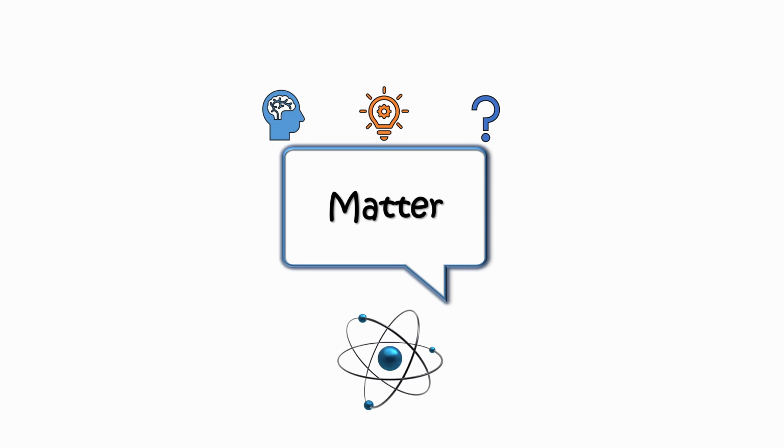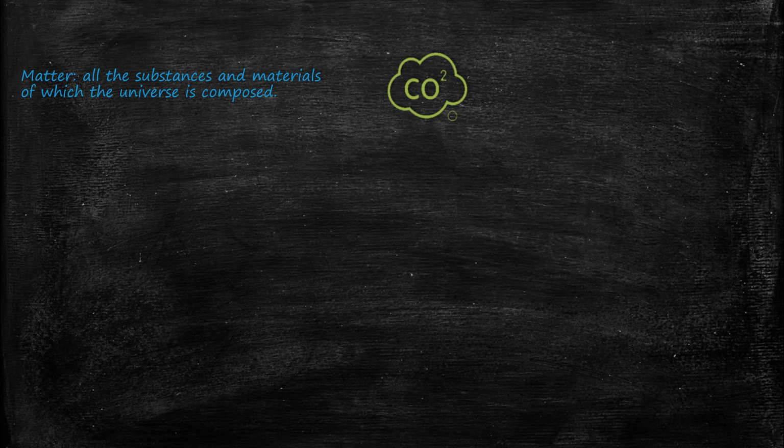First of all, what do we mean by the word matter itself? The word matter is used to describe all the substances and materials of which the universe is composed, for example the air around us, or rocks that we throw in a lake to make the water move so it can make circles.